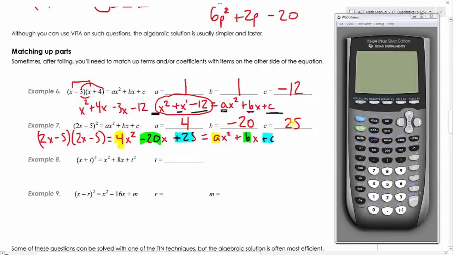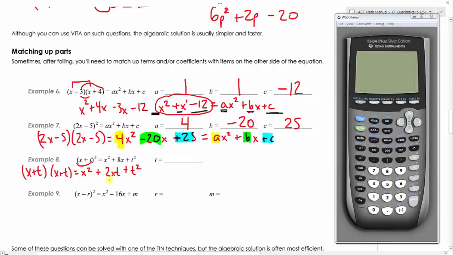Now, examples 8 and 9 are definitely the toughest of the bunch, and these are good representations of some of the tougher matchup questions that you will encounter. So let's take a look at example 8. Again, we're going to go ahead and FOIL this out. So x plus t squared is x plus t times x plus t, and that's going to equal x squared plus 2xt. If you need to do this one step at a time, that's perfectly fine. I'm going to combine some steps here. X squared plus 2xt plus t squared.